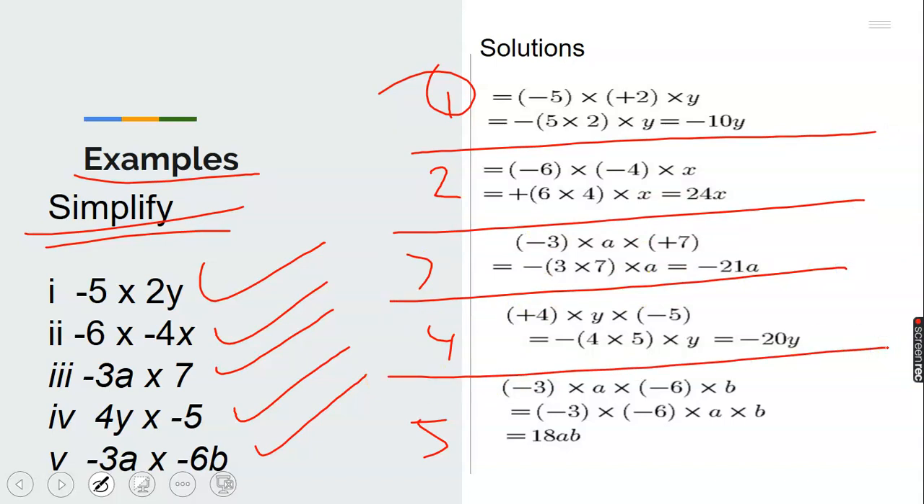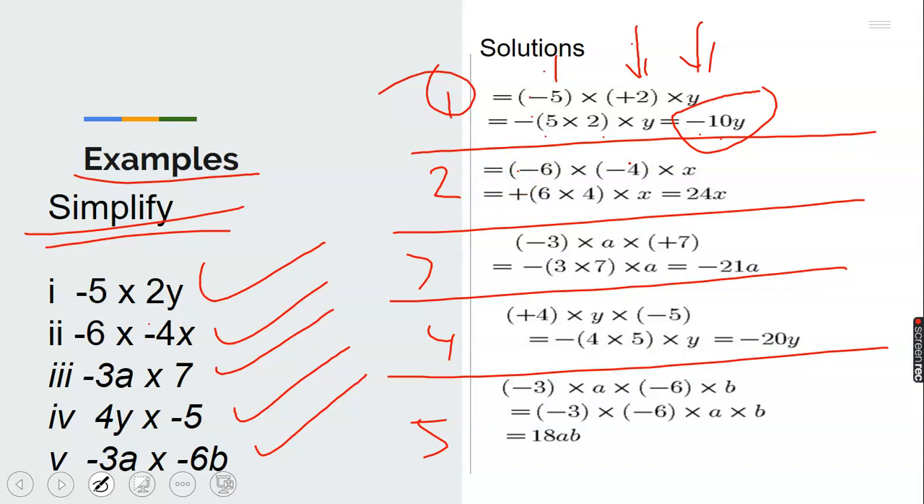Look at minus 5 times 2y. You can see, except the minus is written there, this number is positive number. That's why we have minus 5 times plus 2 times y. You can see, this is minus 5, this is 2, this is y. Now, you multiply the numbers first. Minus times plus will give you minus. Don't forget, 5 times 2 equals to 10. Then y. Our answer is minus 10y.